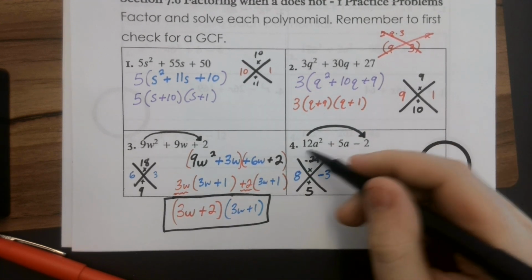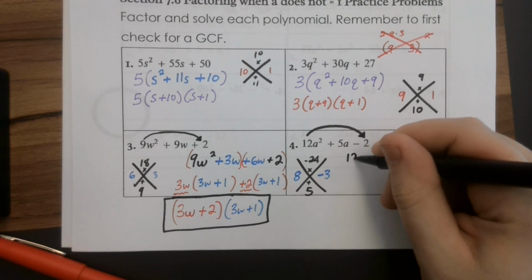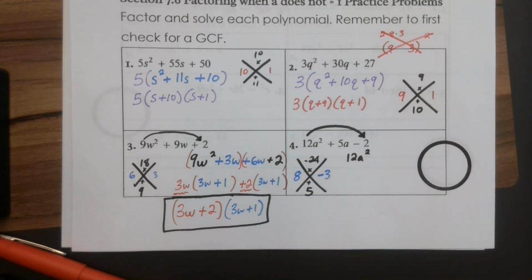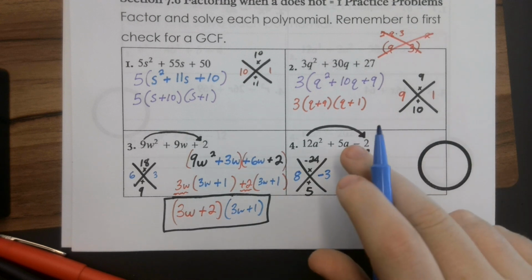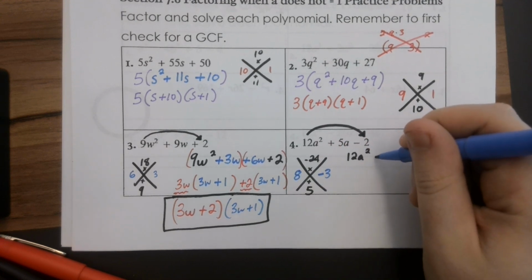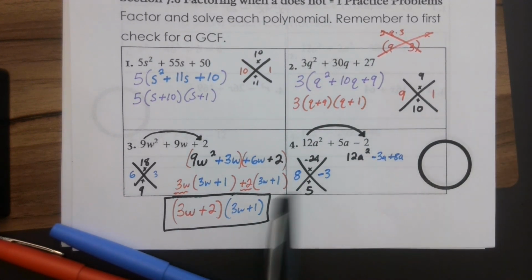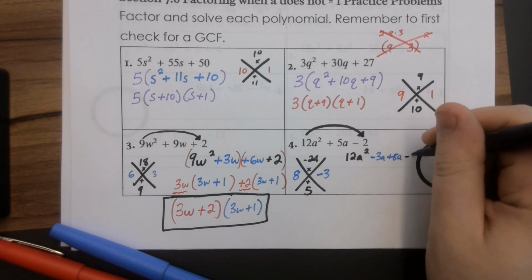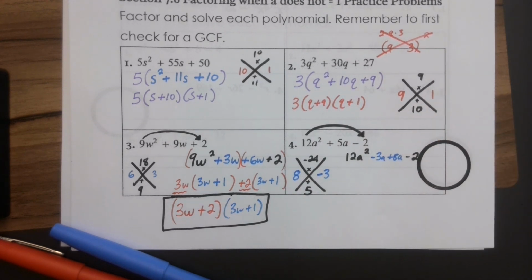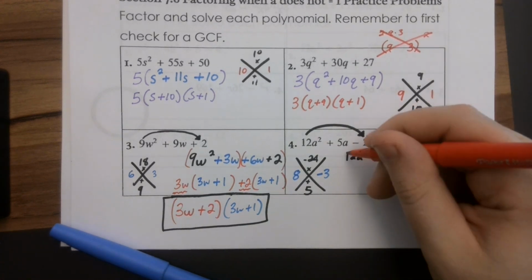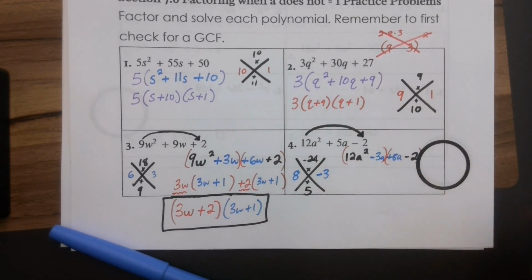So when we go back to our original trinomial, we can split our middle term. 12a squared, instead of 5a, we can rewrite this as negative 3a plus 8a. Again, the order doesn't matter because you can always switch it around if it doesn't work. Minus 2. We now group our first two and group our last two.